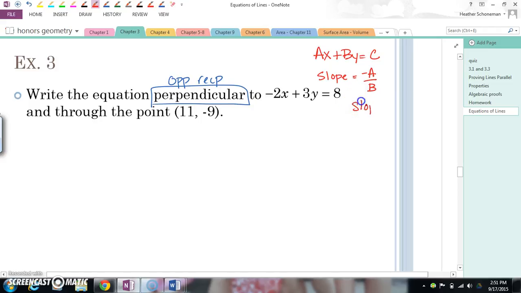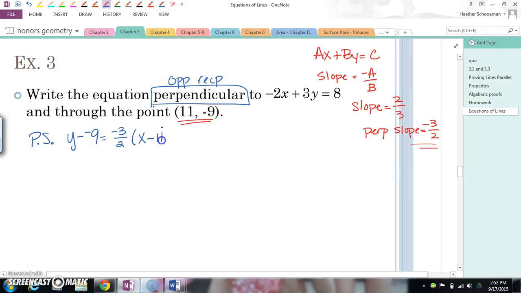So the slope of this line would be, the opposite of a would be positive 2 over b, which would be 3. But we don't want that slope. We want the perpendicular slope, and the perpendicular slope would then be negative, because we have to change the sign, and then take the reciprocal, so negative 3/2. So we've got our perpendicular slope, we've got our point, and we are ready to write it in the 3 forms. So first we begin with point slope form. So we have y minus y1, which is negative 9, equals our slope, which is negative 3/2, times x minus x1, which is 11. Minus a negative is plus a positive.